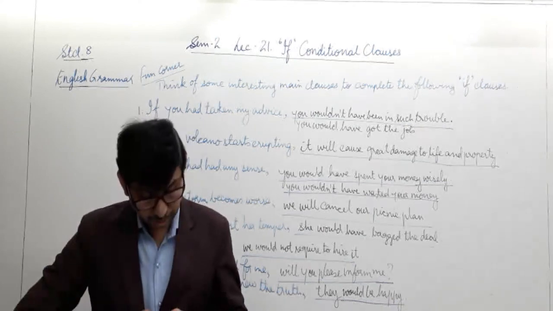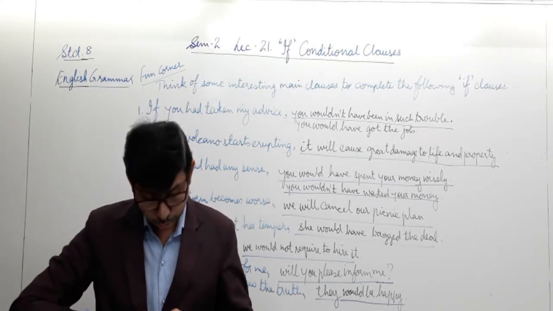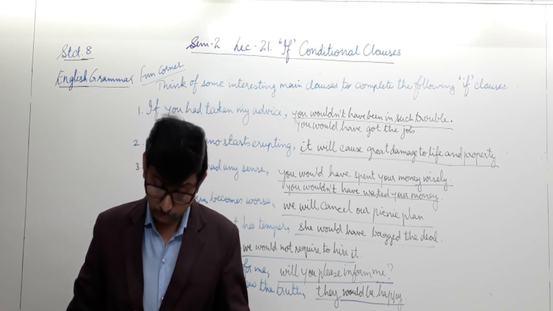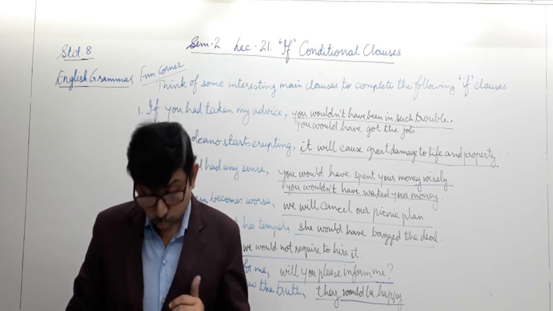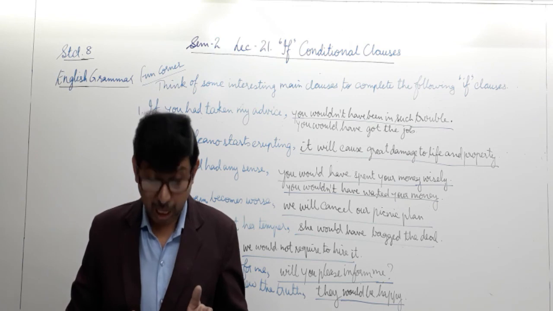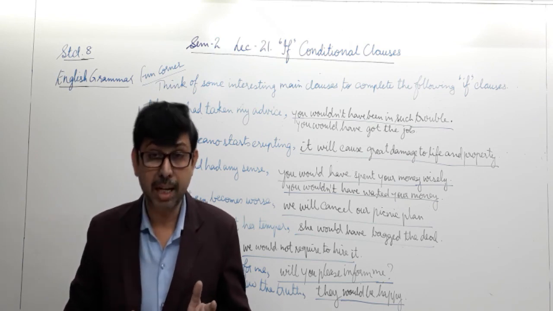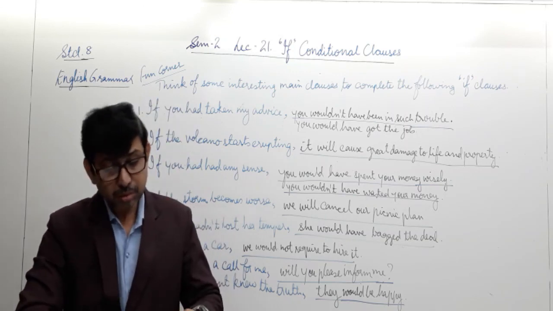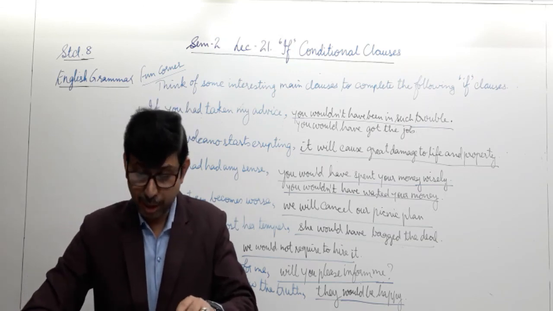Finally, the last one: if it weren't for your quick reflexes, I would be dead. Well, the corrected one: if it weren't for your quick reflexes, I would have been dead. Well, with this, we come to the end of chapter number 17 in totality.